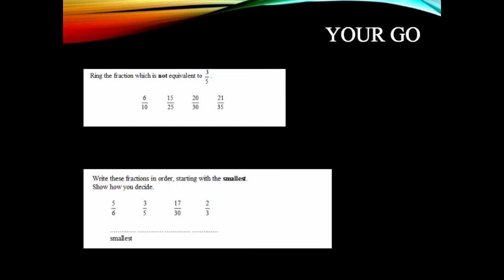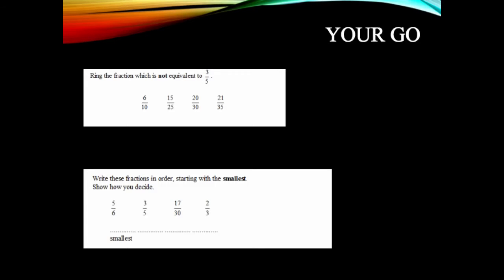Right, here's 2 questions for you to have a go at by yourself. As ever, pause the video, read the question, have a go, and then play the video again to see the answers. The first question is asking you to circle or ring the fraction which is not equivalent to 3/5. And the second question is asking you to order them, starting with the smallest, these numbers here. Okay, so pause the video, have a go. Right, welcome back.